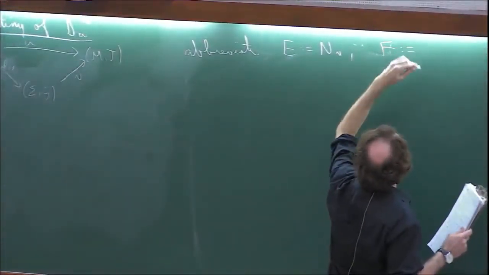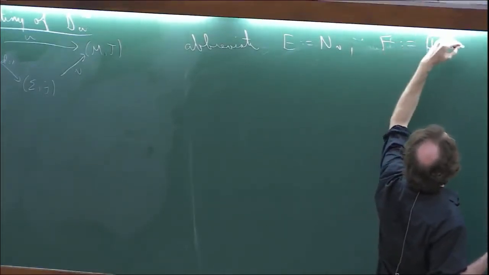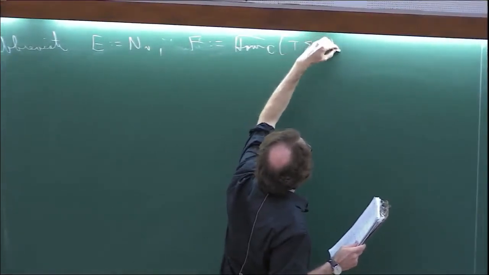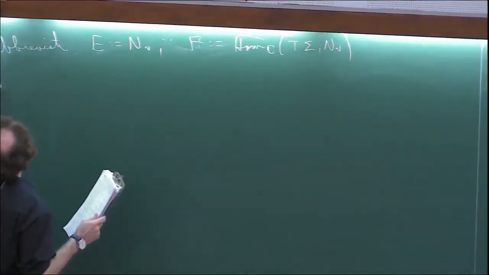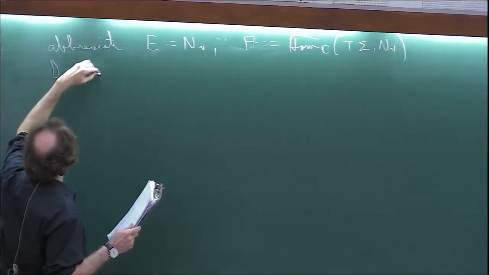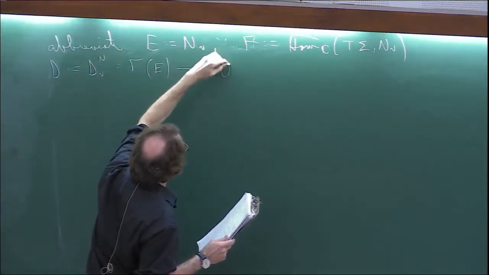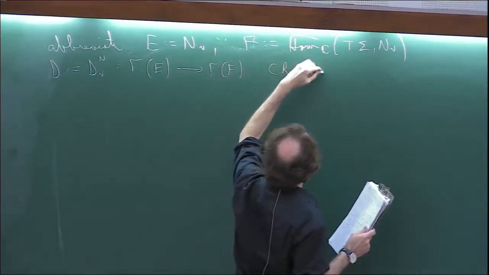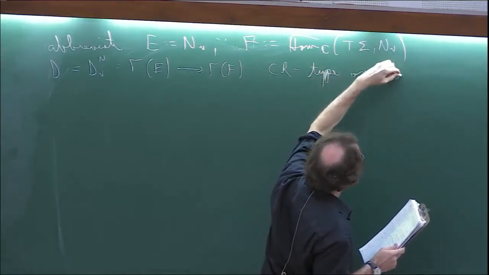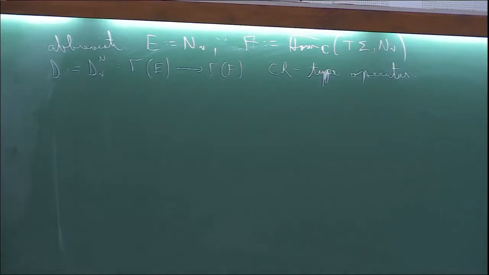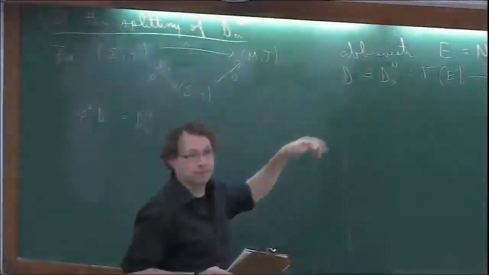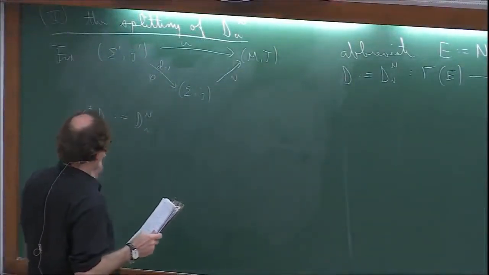And the target of the Cauchy-Riemann operator is then the bundle of complex antilinear maps from T sigma to that normal bundle. I'm going to call that F. This makes D my abbreviation for the normal Cauchy-Riemann operator of the simple curve V. That's now a map from the sections of E to the sections of F, and is a Cauchy-Riemann type operator. I'm also going to abbreviate phi star D for the normal operator of the cover, because that is, in some concrete sense, a pullback of this operator D. Okay, and it's operating on the pullback bundle.